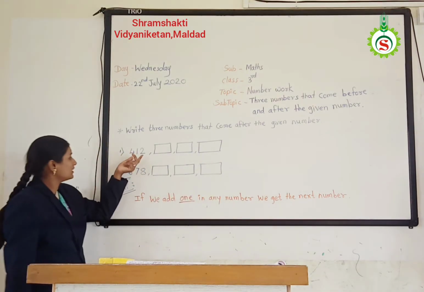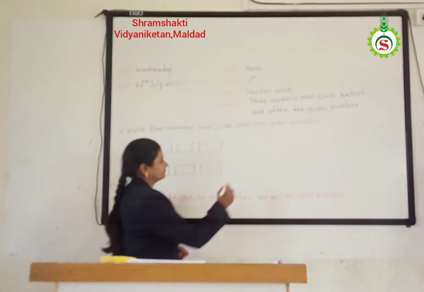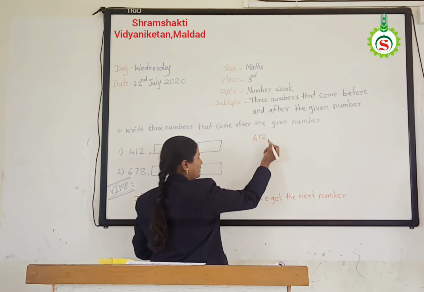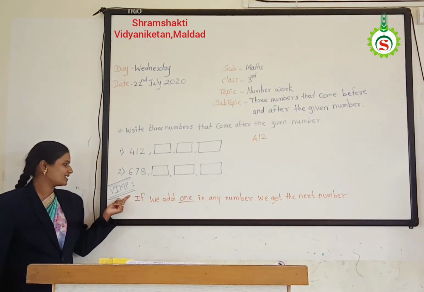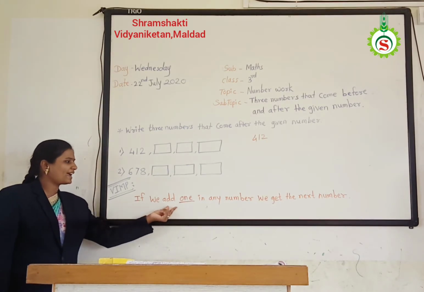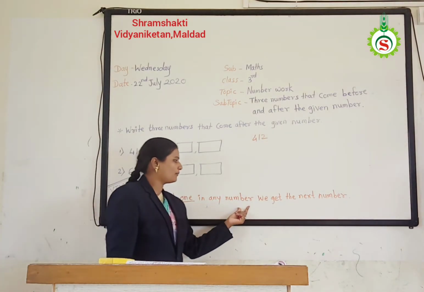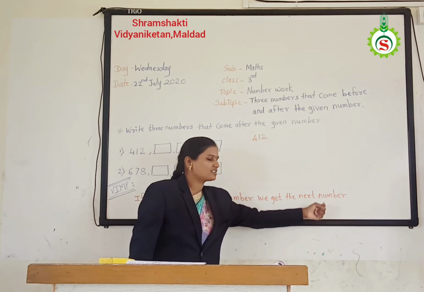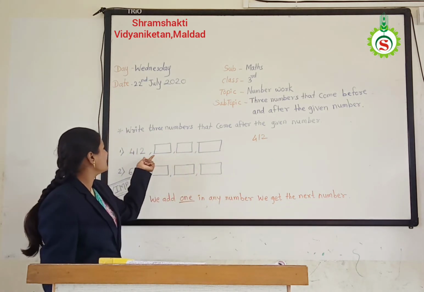Which given number? 412. First important point, very important point, write down in your notebook: if we add 1 to any number, we get the next number. We have to find the next number.